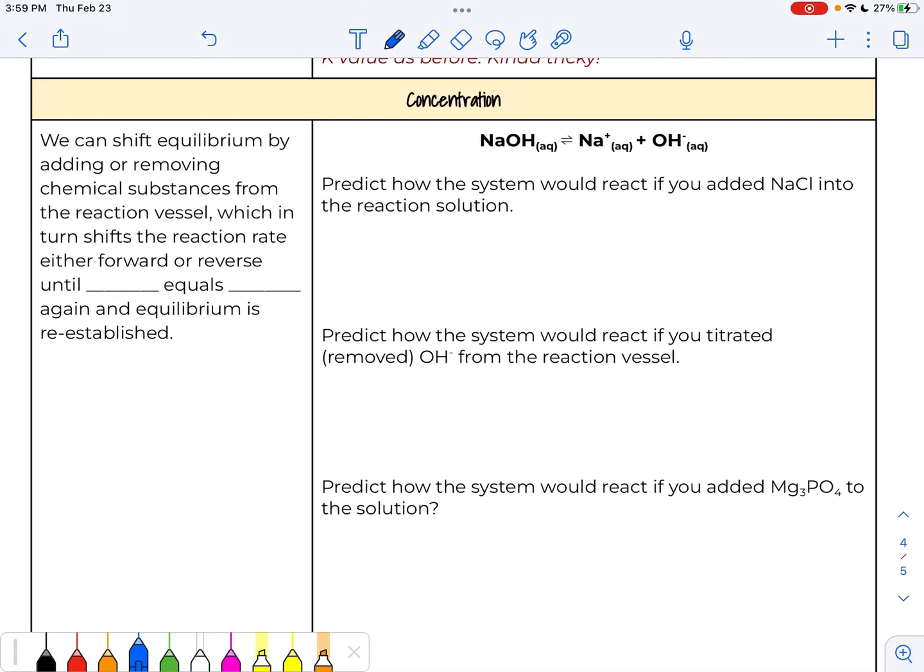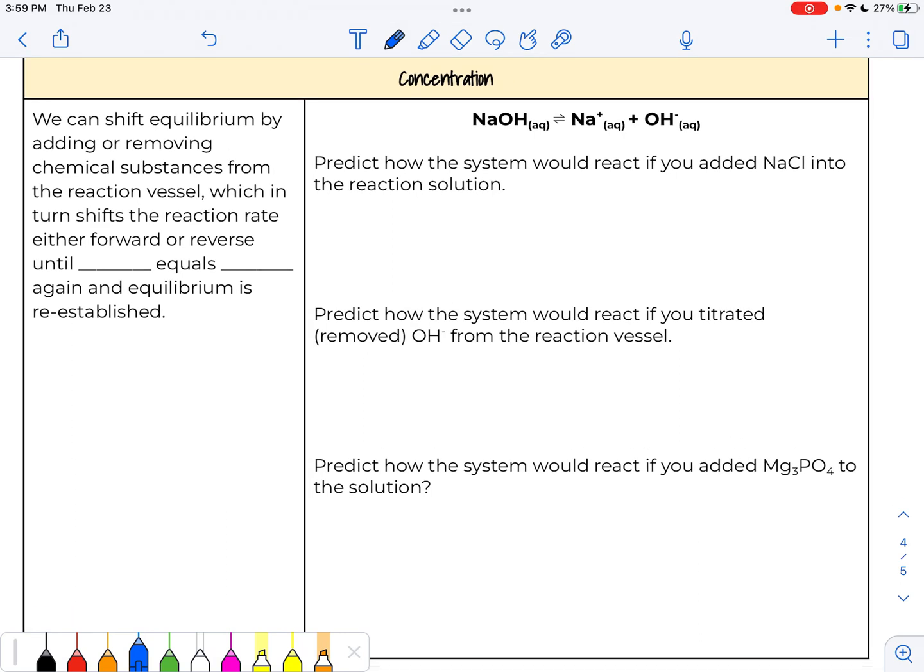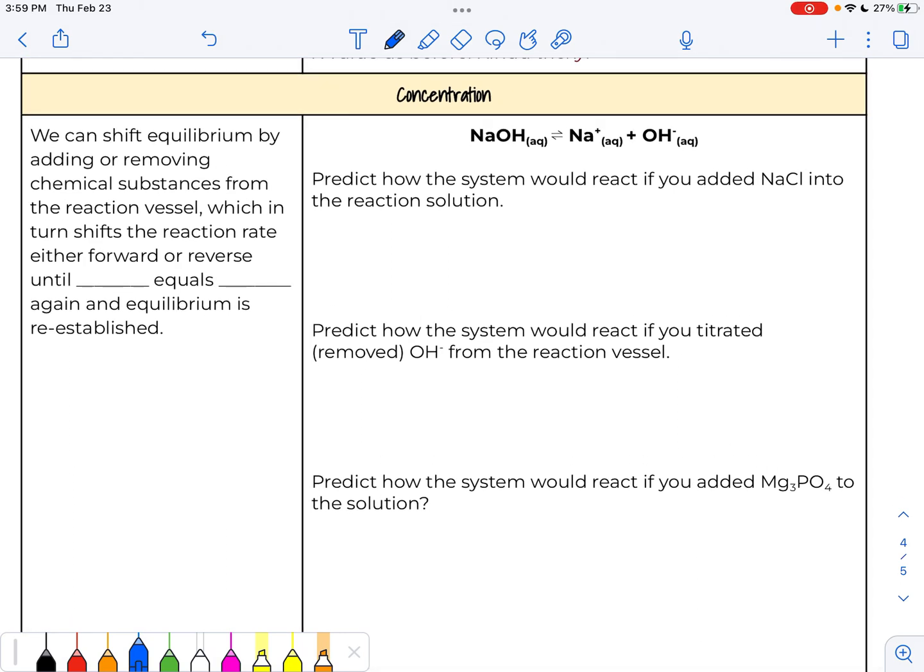All right, so now let's talk about concentration. We can shift equilibrium by adding or removing chemical substances from the reaction vessel, which in turn shifts the reaction rate either forward or reverse until rate forward equals rate reverse again, and equilibrium is reestablished. Let's think about this reaction here. This is dissolving. This is taking solid NaOH, and we are dissolving it to produce Na+ and hydroxide OH- ions in solution. In solution, the NaOH is going back and forth between NaOH and its ion forms.